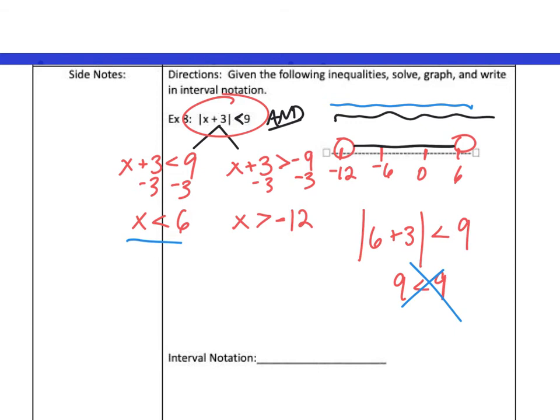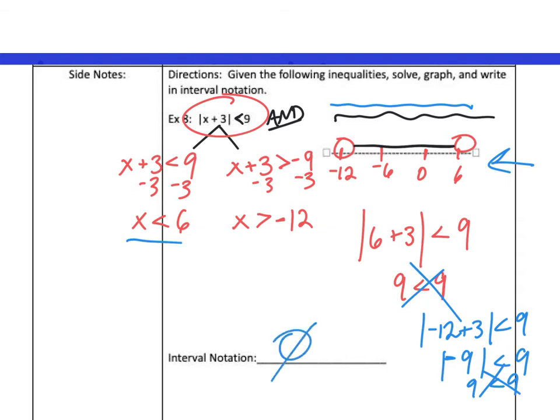Okay, now let's try the negative 12. So negative 12 plus 3 is less than 9. Negative 12 plus 3 is going to be negative 9. The absolute value of negative 9 is 9. Is 9 less than 9? No, it's not. So this one doesn't work either. So even though we did all this work, we got this awesome little graph here, this is still going to be a no solution.